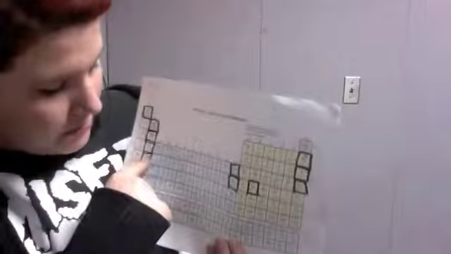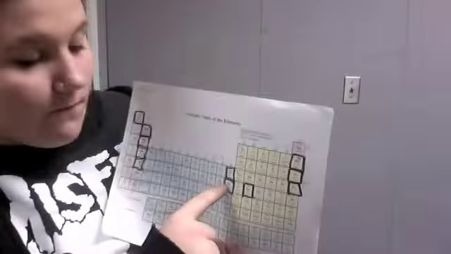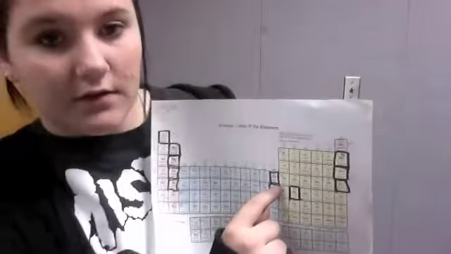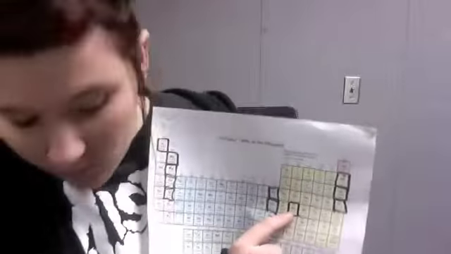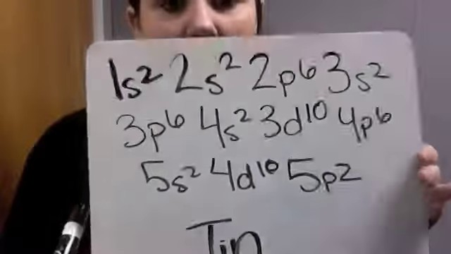So now we're at 4p6 right here, and then we come all the way back around again, and we go to 5s2. We keep going, and then we get to 4d10, which is on the very end here. And since this is the element that we are at now, this is going to be 5p2, and that is tin. Alright, hopefully you get the basic idea that it is all just a big pattern.